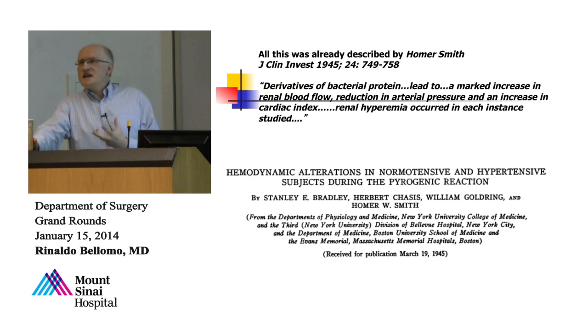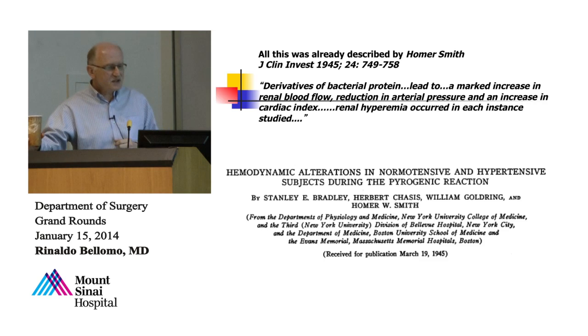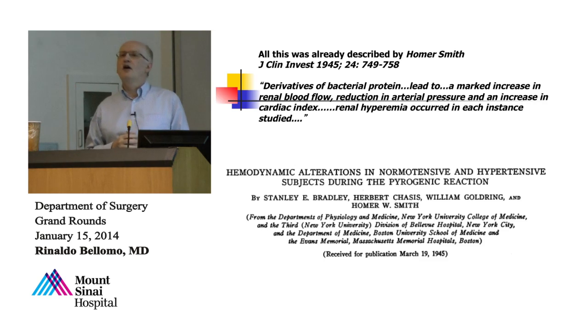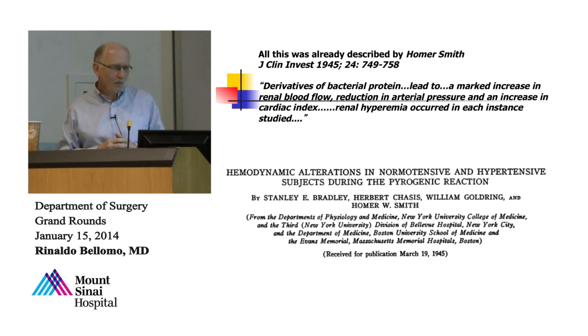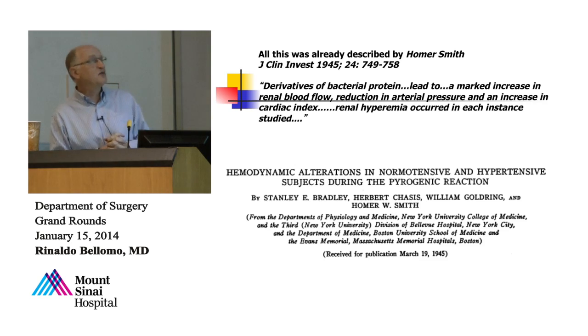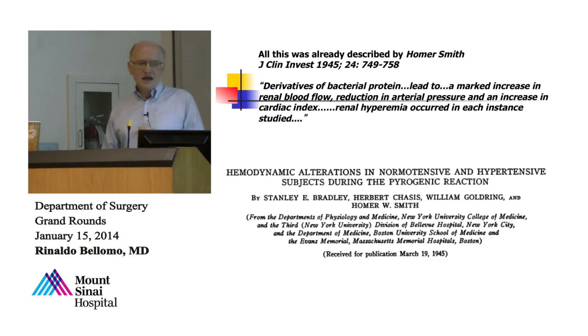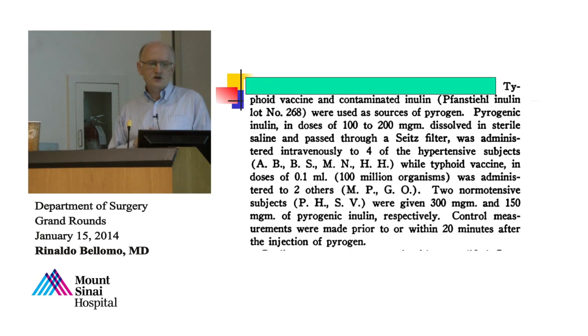Now, if you are a bit of an obsessive character like myself, then you keep on hunting back to see if there is more information. This is from Homer Smith, the doyen of American nephrology. He took patients and gave them pyrogens, which is, again, those were the days of no ethics committees. I guess if he did that today, he would be arrested. And what he found was exactly the same thing, that there was a marked increased renal blood flow, reduction in arterial blood pressure, and an increase in cardiac index. And it's very much like in the sheep.